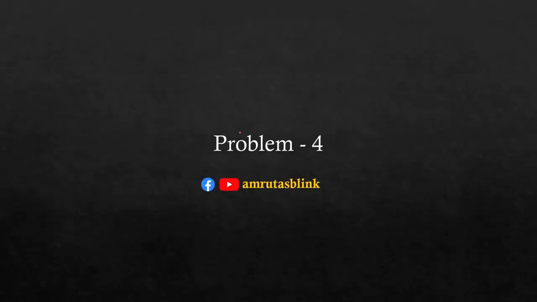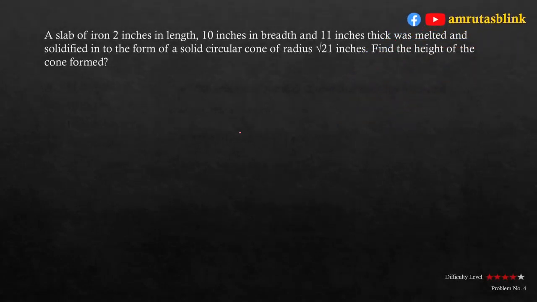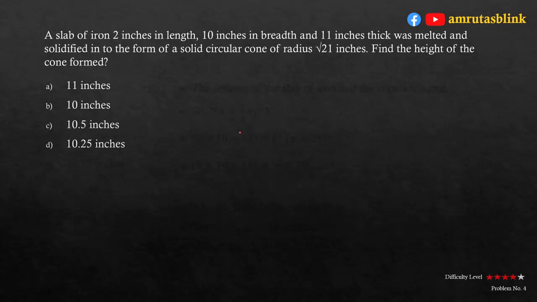We'll move to problem number 4. A slab of iron 2 inches in length, 10 inches in breadth and 11 inches thick was melted and solidified into the form of a solid right circular cone of radius square root of 21 inches. Find the height of the cone formed. 11 inches, 10 inches, 10.5 inches, 10.25 inches and 10.75 inches.